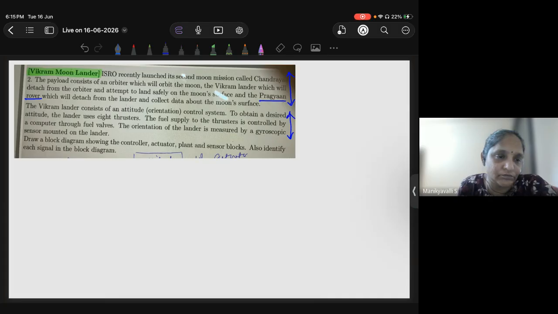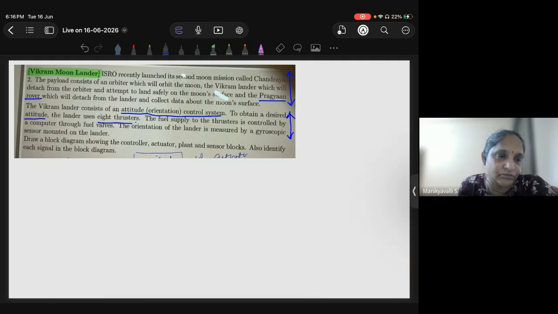the rover. Basically it consists of the attitude control system, to control its orientation. It needs to get to the desired attitude, so it will use its motors, which are also called thrusters. So how do you put this into a block diagram?